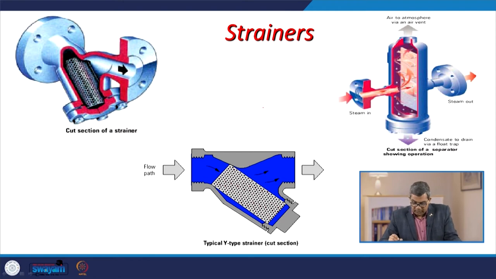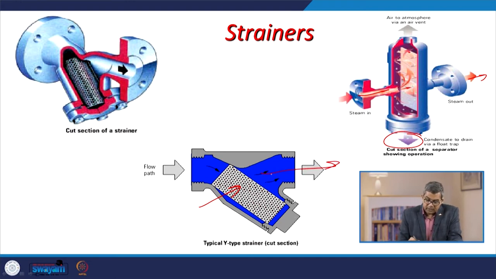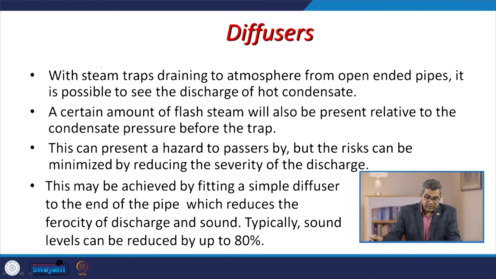Now, here is a more pictorial view. Here the steam is coming inside and strikes the perforated plate, and because of the striking, some of the steam may get condensed. So, you can remove this, and the purified, strained form of steam comes out. This is the inner anatomy of a strainer. This is the flow path. You can see that this is the strainer. Any debris, dirt, etcetera, can be removed through here, and steam or condensate may go out. This is again the cut section of the strainer.